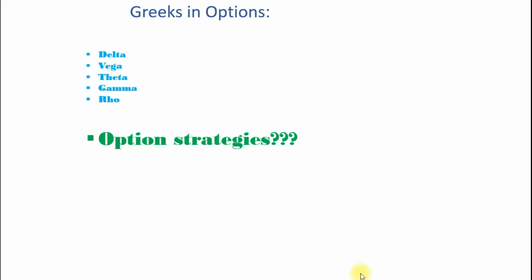These are the option Greeks, that is delta, vega, theta, gamma and rho. As an option trader, it is good to understand all these Greeks. In my upcoming videos, I will explain in detail about these option Greeks and also the option strategies.